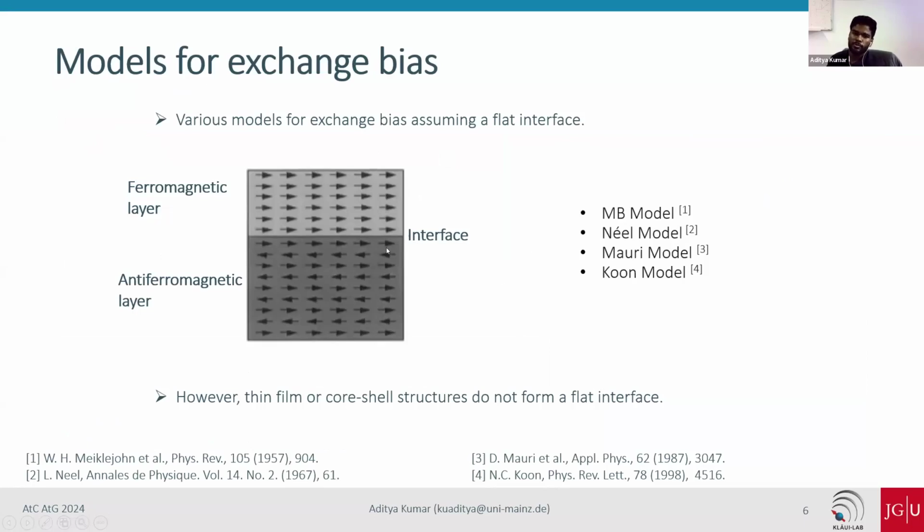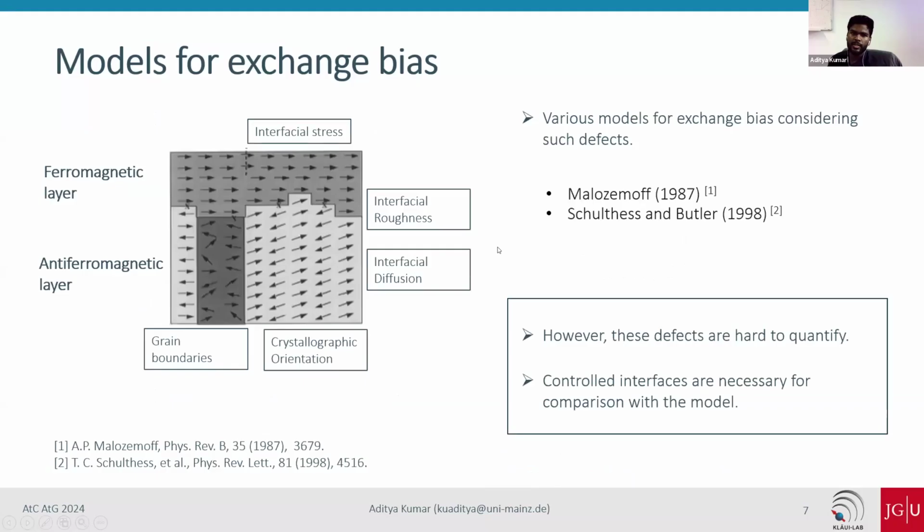There are a couple of models which try to explain exchange bias by explaining the exchange coupling between the nearest spins across a flat interface. But we know if you're fabricating a thin film or core-shell structure, there would be a lot of defects. Defects such as interfacial stress, interfacial roughness, and there could be interdiffusion of atoms. And if you have a polycrystalline sample, you could have different crystallographic orientations and various grain boundaries. So these defects are very hard to quantify, and because of that, it becomes very difficult to compare the experimental results with the existing models.